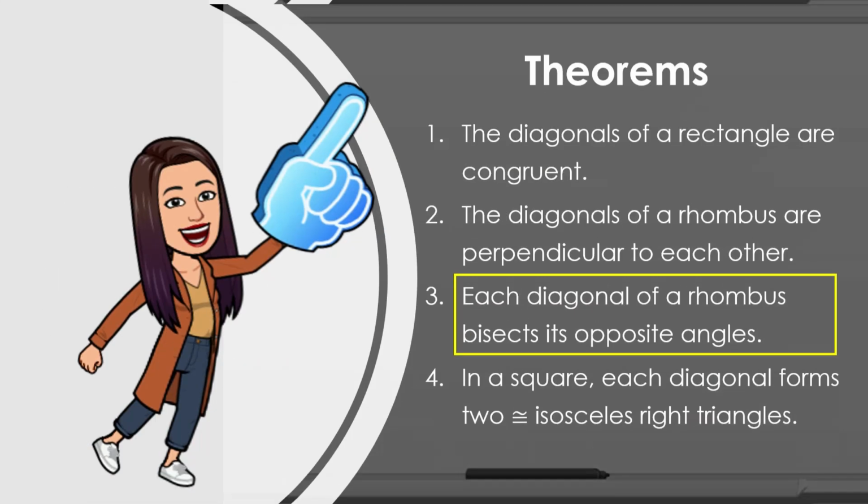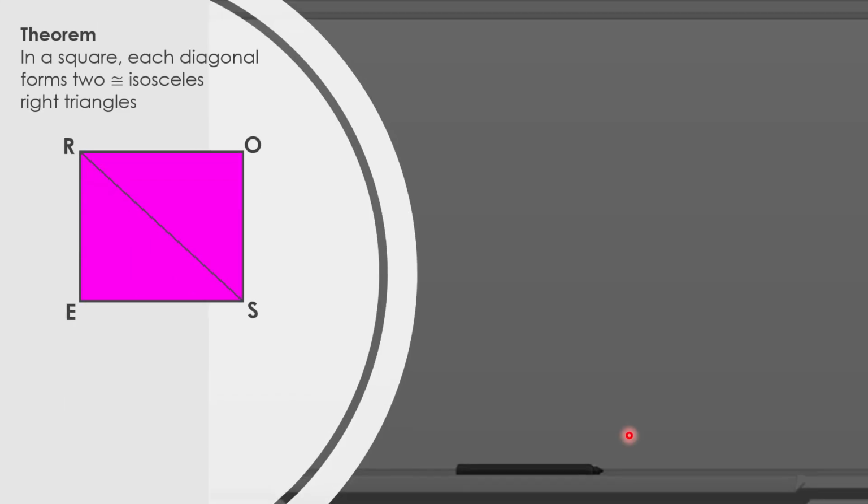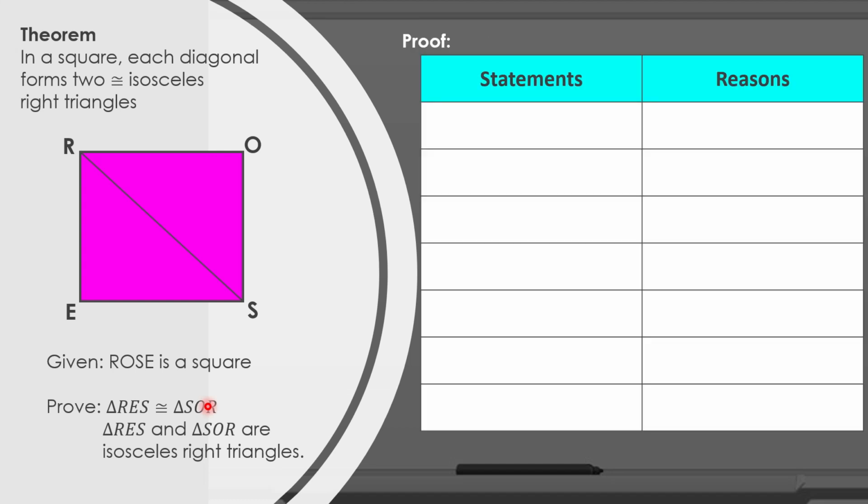So let us have our fourth and last theorem, in which in a square, each diagonal forms two congruent isosceles right triangles. So let us say that this is our figure, and as for our given, ROSE is a square. So let us prove the triangle RES is congruent to triangle SOR, and triangle RES and triangle SOR are isosceles right triangles. So we prove this theorem. So again, we will use our two-column proof with the statements and reasons.